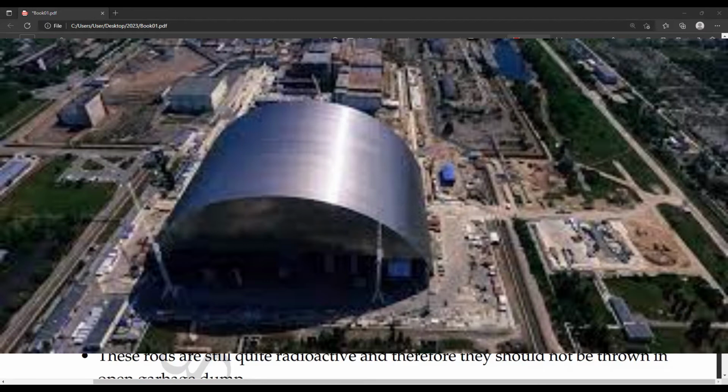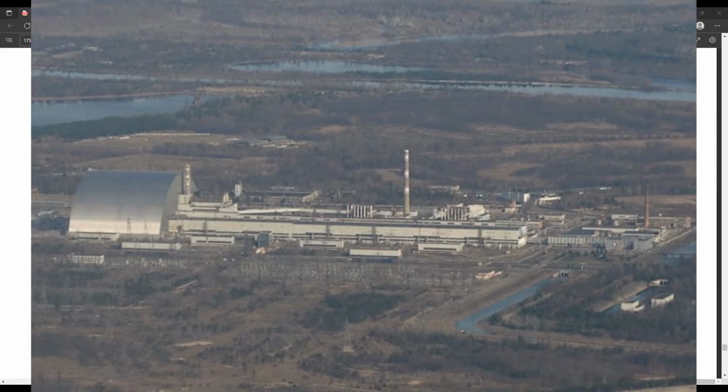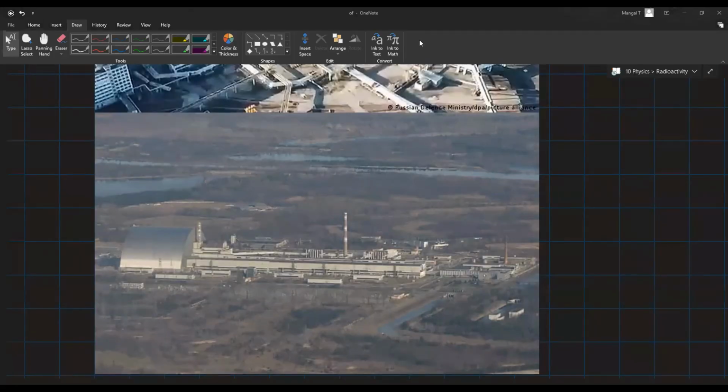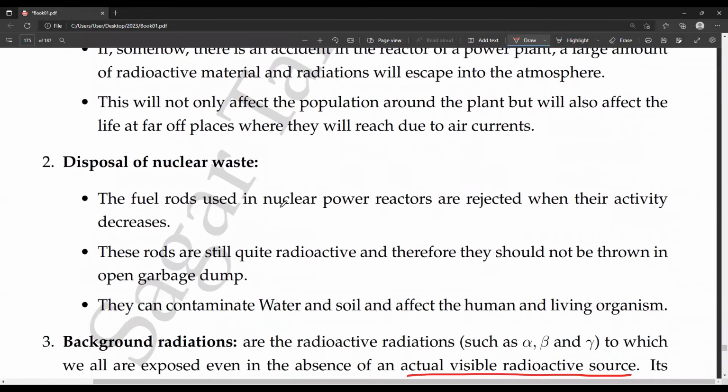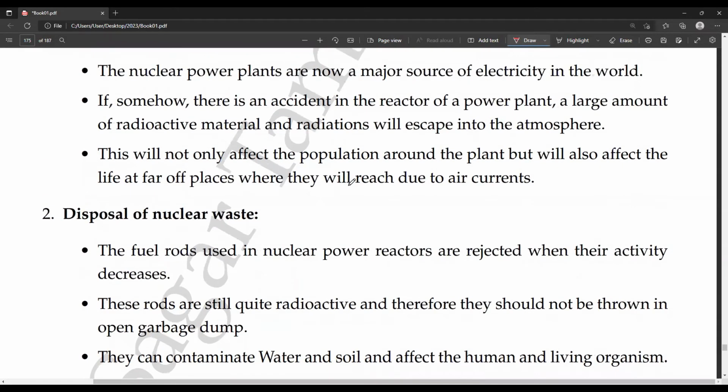And you can see that in the vicinity, there is no habitation. People don't stay there. Where this existed, there was a city. People were staying and working in this place. They all had to be settled somewhere else. Even the soil gets contaminated. So the plants which grow and the animals which graze on that, everything gets contaminated. Another source of radiation is the disposal of nuclear waste. As I said, if the waste is not disposed of properly, that will cause radiation.